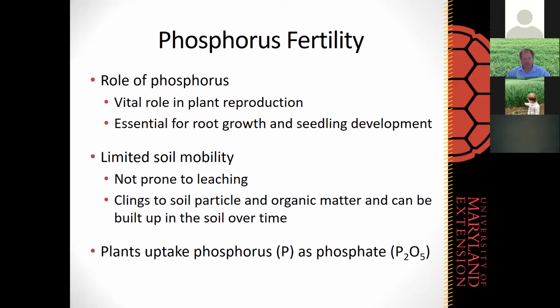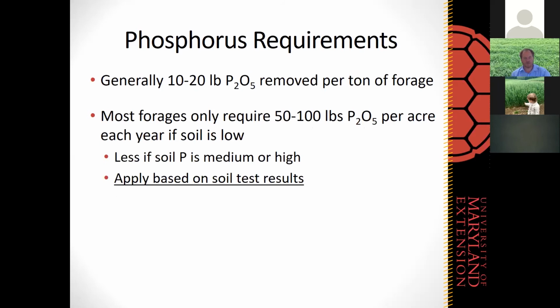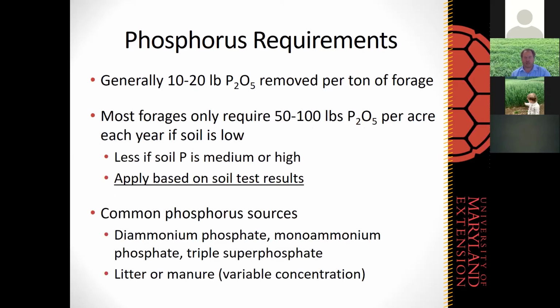Plants use phosphorus as phosphate, P2O5, and typically it's around 10 to 20, around 15 pounds of phosphate that are going to be removed per ton of actual forage. And again, we're going to apply this based on soil test results. I'll show you an example here in a minute. Typically for phosphorus, we're going to use triple superphosphate, or we're going to use a MAP or DAP compound where we're getting some nitrogen out of that as well. Another excellent source of phosphorus is manure or chicken litter or biosolids.